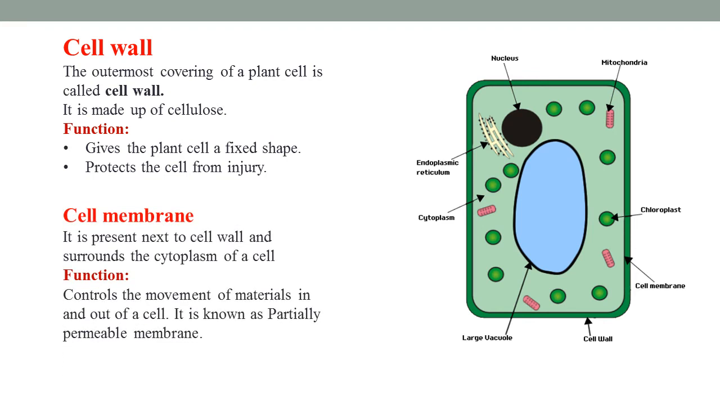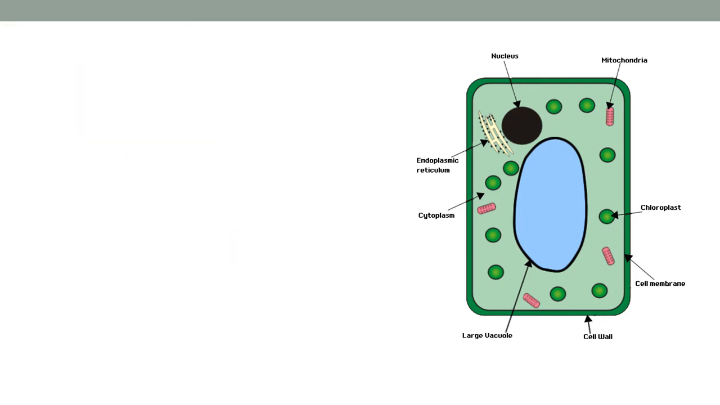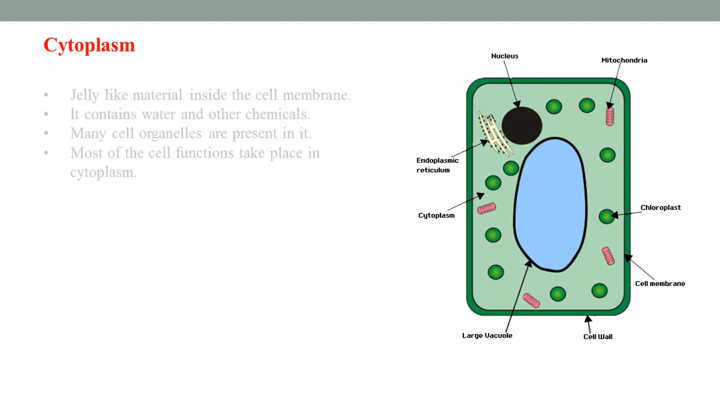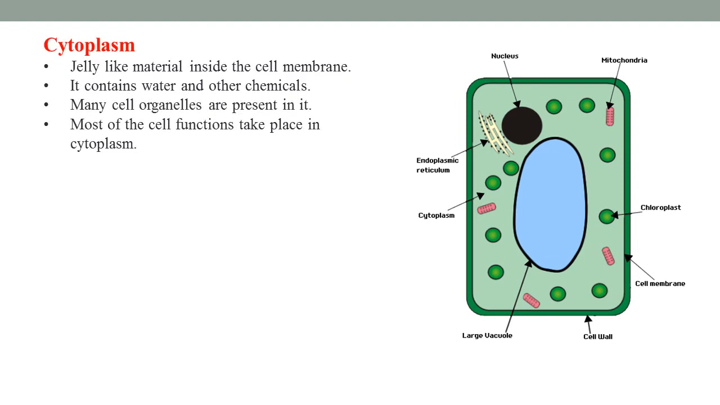Then comes the cell membrane. Cell membrane is present next to the cell wall and it surrounds the cytoplasm of a cell. Its function is to control the movement of materials in and out of the cell. That is why it is also known as partially permeable membrane. Now cytoplasm, that is a jelly-like material present inside the cell membrane. It contains water and many chemicals along with different cell organelles. Mostly cell functions take place inside the cytoplasm.